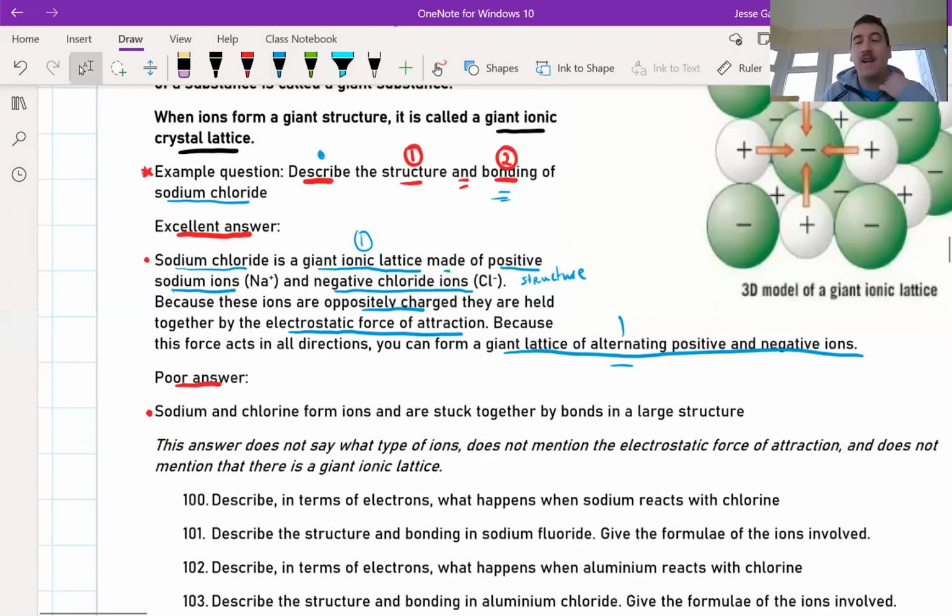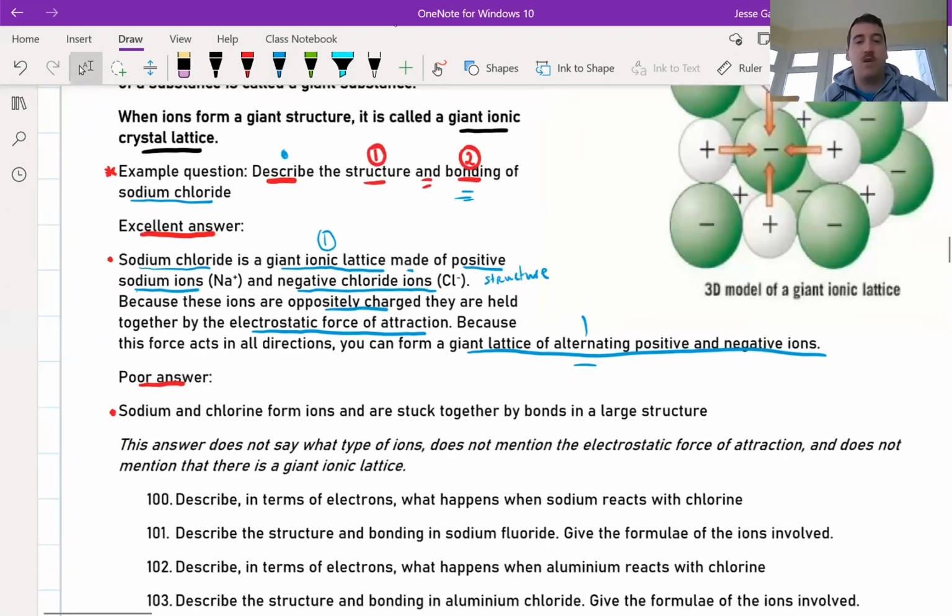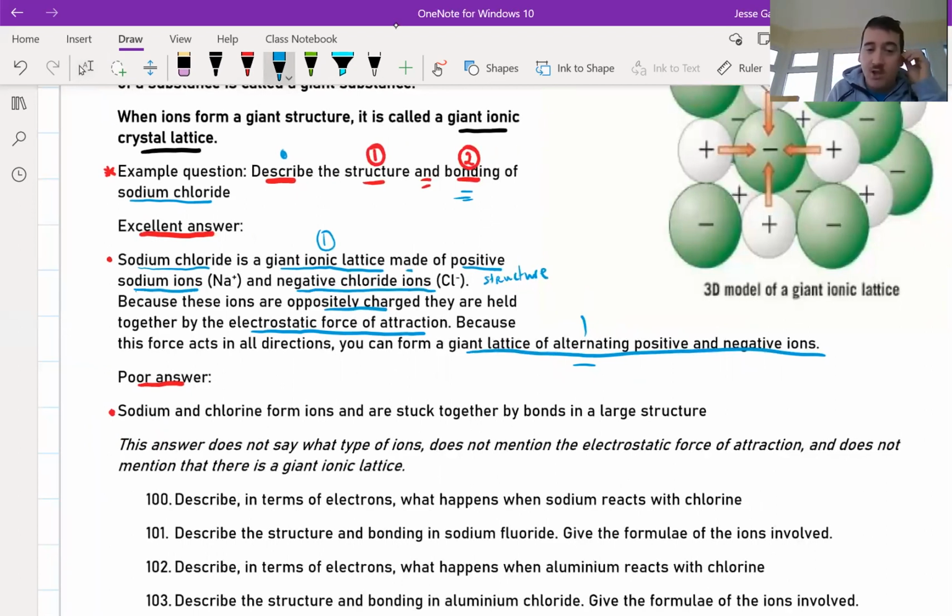All right, why is the second answer a poor answer? Well, first of all, it doesn't mention that we're talking about sodium chloride at all. Yes, it mentions by name the two atoms. It says that they form ions, but it doesn't really talk about the bonding. It just says they're stuck together. That doesn't describe the bonding. It just says stuck together, not really detailed enough.